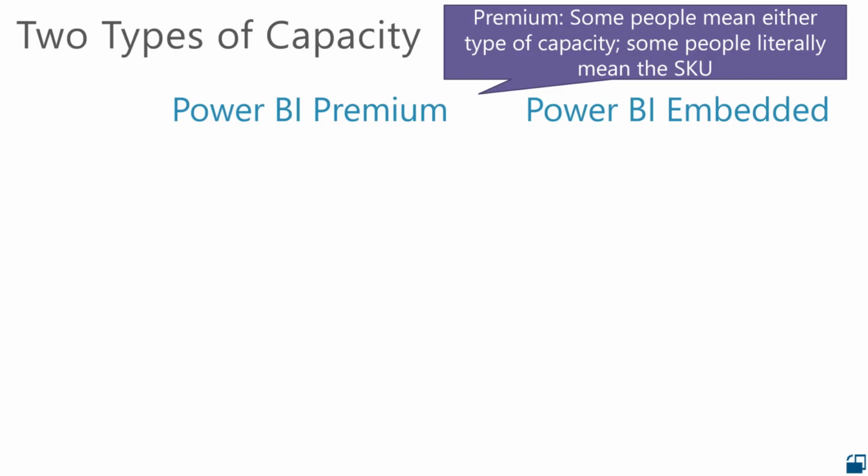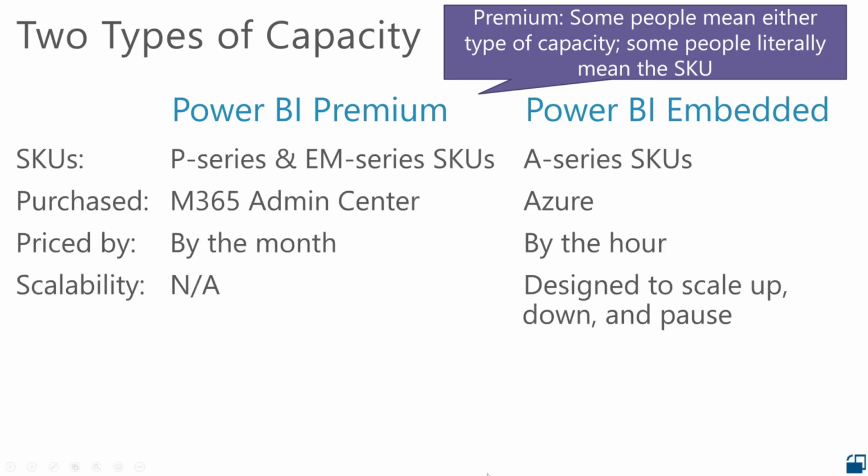The first thing I want to tell you is that when people say the word Premium, especially bloggers, I can tell when I read it, some people mean any type of capacity, either one. And some people literally mean the Power BI Premium SKU. So let me break down the two types. Power BI Premium has a P series SKU, and there's also an EM series SKU underneath it that I'm not really going to talk about, but it's different than when you buy Power BI Embedded, which is an A series SKU that's bought through Azure.